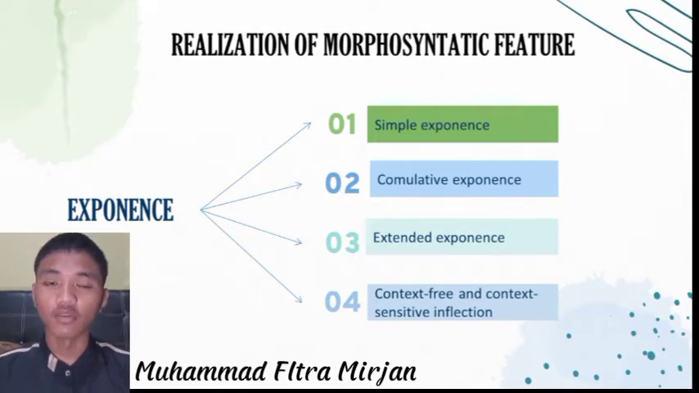B. Cumulative exponents refers to the expression of more than one morphosyntactic feature mapping on a single form. It can be seen in the features of verbal inflection: person, number, tense, mood, voice. In other words, it inflects the subject-object agreement. And C. Extended exponents: a single morphological feature is realized simultaneously in more than one form.